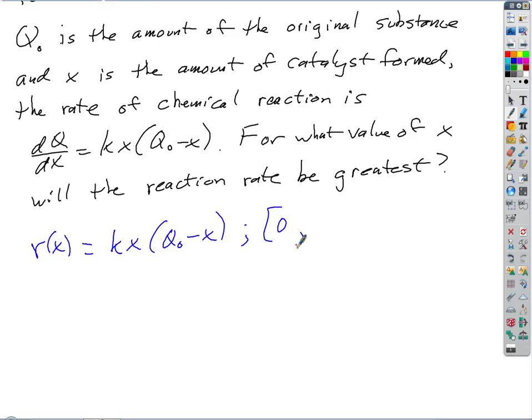So the upper limit, and it makes sense if you look at this, is that the rate can't be negative. As x gets bigger, this quantity gets smaller, and this factor would become negative if x got bigger than q naught. So the upper limit we include is just everything being catalyst. The whole substance is catalyst.